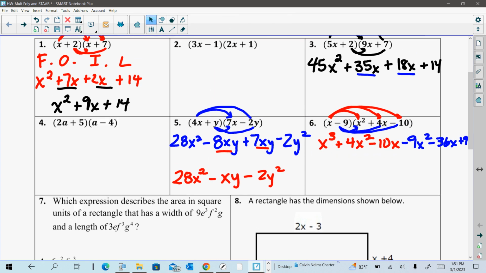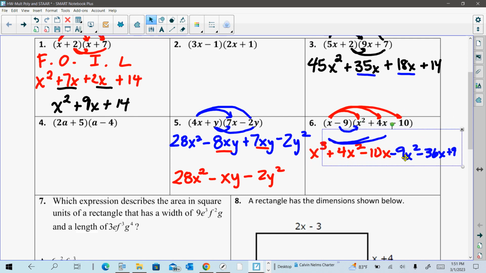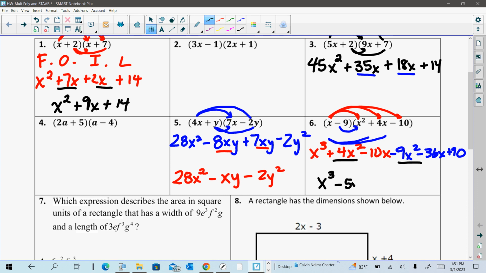So after that, you're just combining like terms. Plus 90. So we keep the highest exponent, x cubed. Then we got our like terms right here of the 4x squared minus 9x squared, so it becomes minus 5x squared. The minus 10x and minus 36x is minus 46x. And then plus 90.